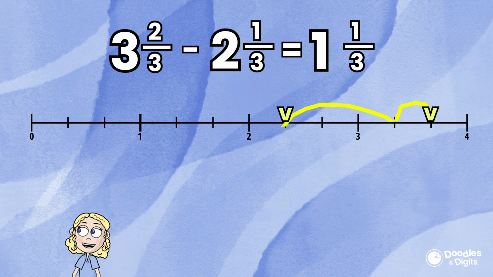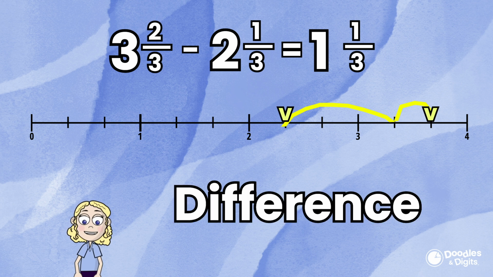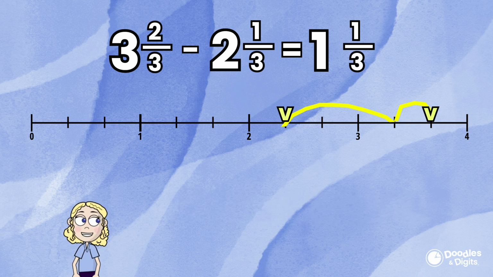When you subtract, you are also finding the difference between two numbers. How I like to find the difference between two mixed numbers on a number line is to put both numbers on the number line and then see what the distance is between them. Here, take a look at this.